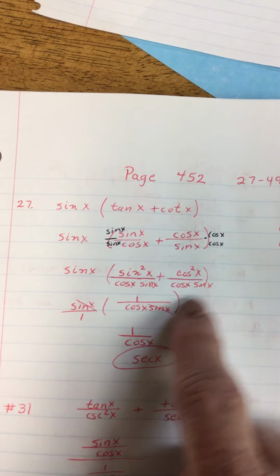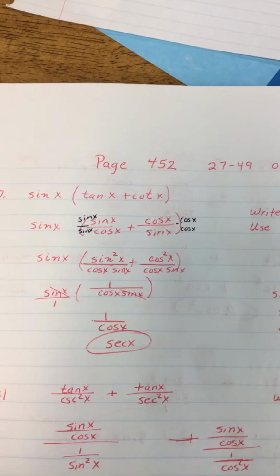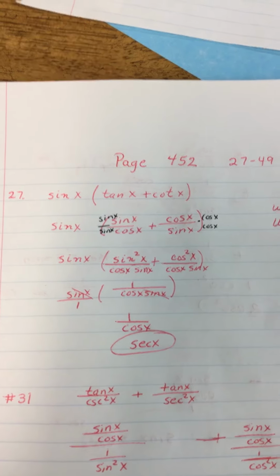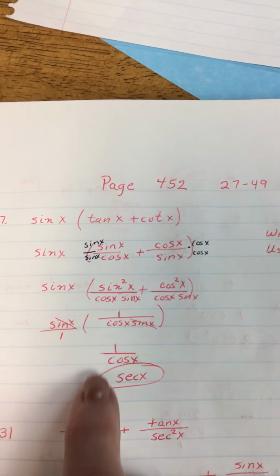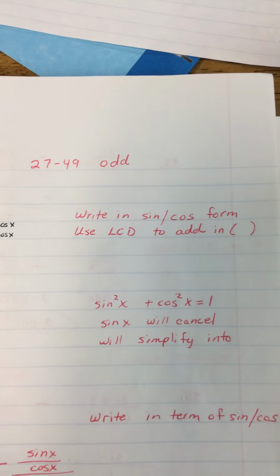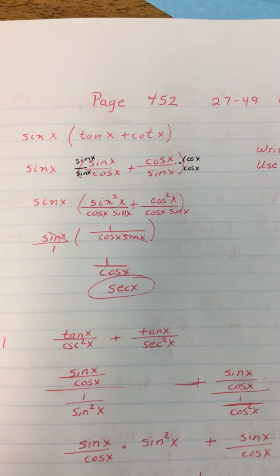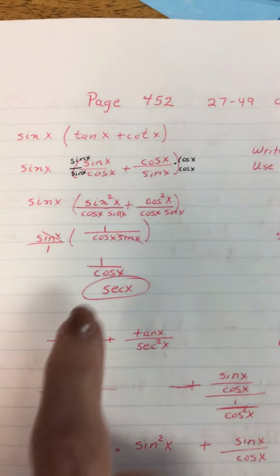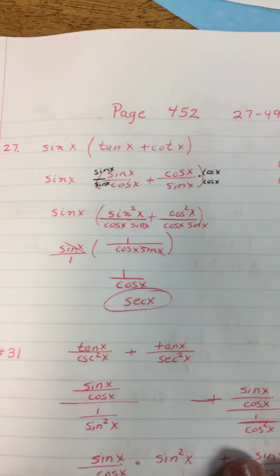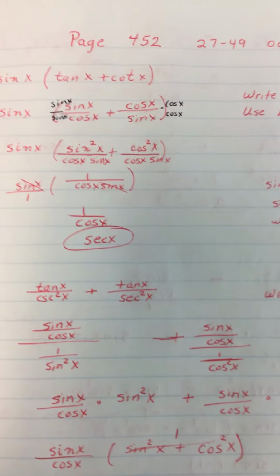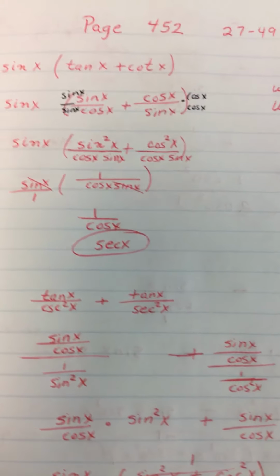Now that they have the same denominator, I put the denominator down and I add them. And so by now you should know that sine squared plus cosine squared is 1. Now if I carry out my multiplication, my sines would cancel, 1 over cosine x, and you should know that 1 over cosine is going to simplify into secant x. You wouldn't leave this here because you realize that that is a reciprocal identity, so we'll turn it into secant x.